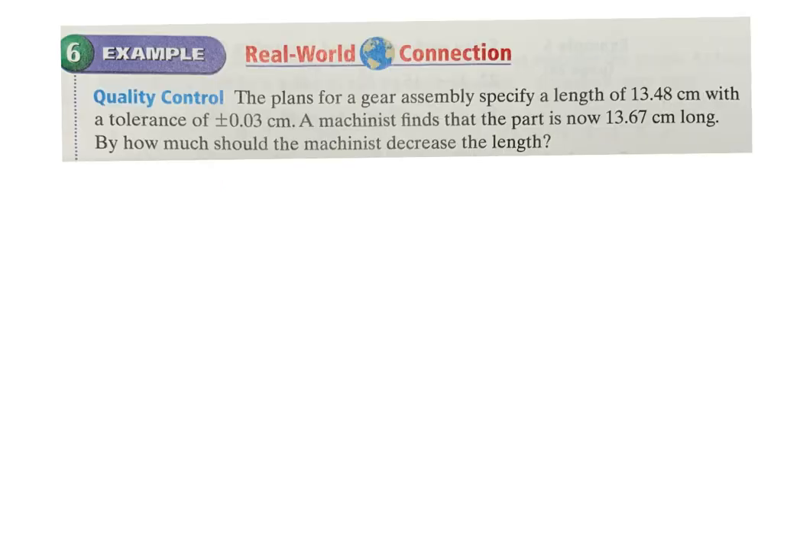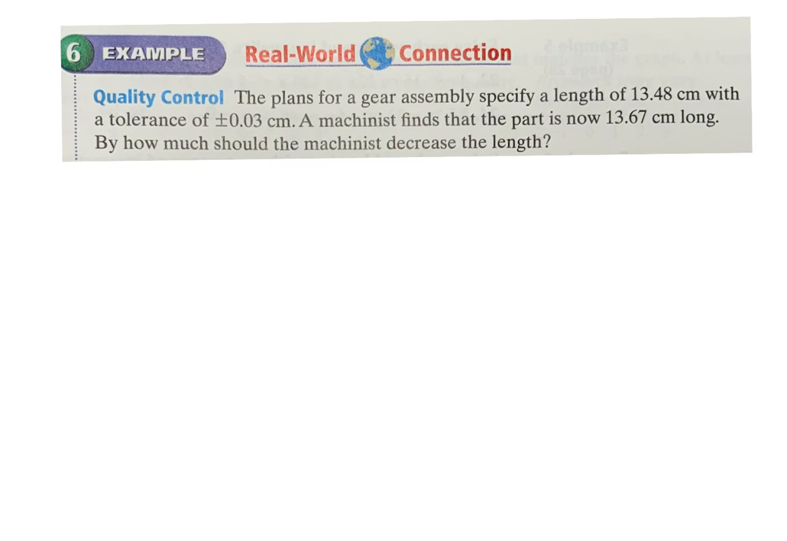The plans for a gear assembly specify a length of 13.48 centimeters with a tolerance of plus or minus 0.03 centimeters. When they say tolerance, they mean just error, allowable error, basically, from what they want. All right, so if they want it to be 13.48, they are going to allow it to be 0.03 centimeters off of that in either direction. That's what they mean by tolerance.